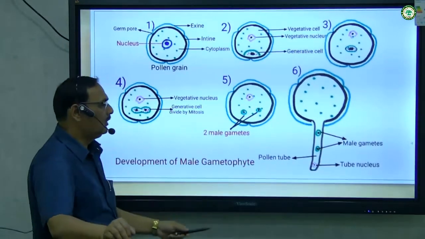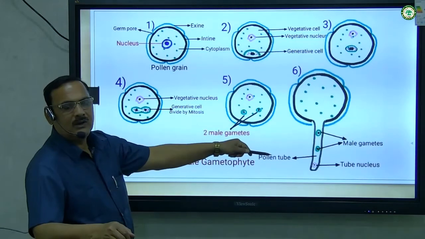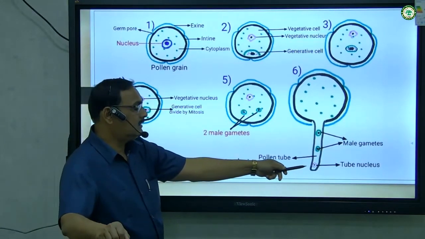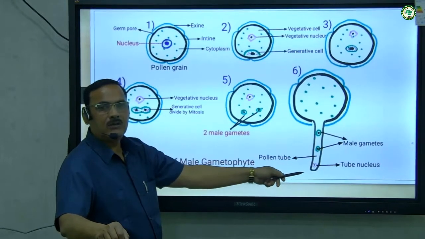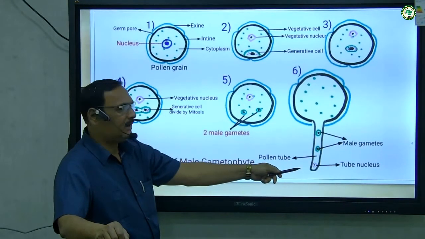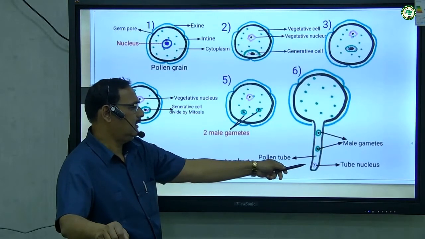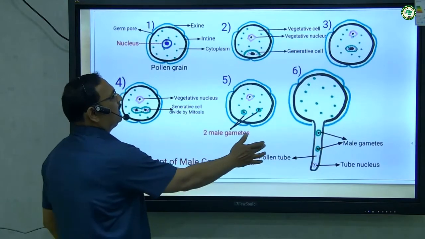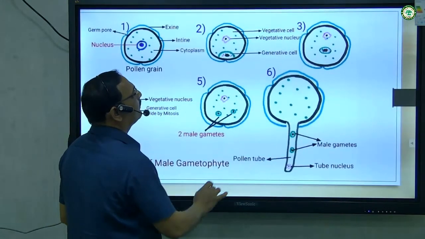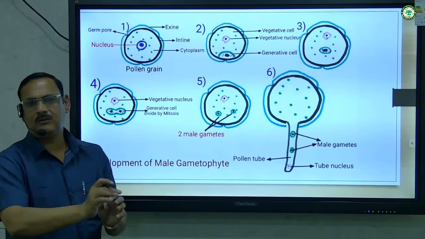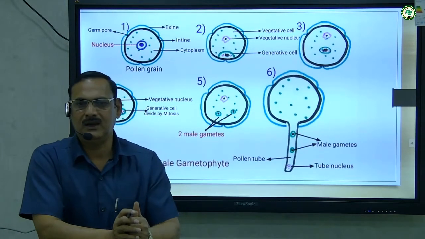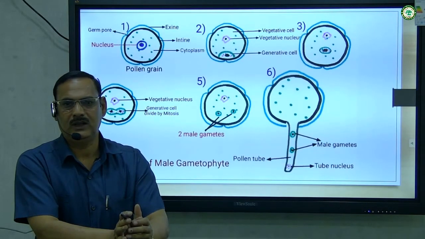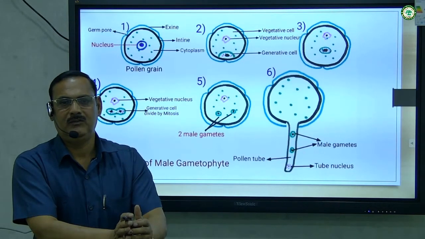As the pollen tube grows during the process of fertilization, the tube nucleus directs the growth of the pollen tube towards the female gamete, the egg cell, and later on it degenerates or disappears. So this is the development of the male gametophyte. We can stop for today's lecture, and we have studied so far the structure of the pollen grain and the development of the male gametophyte.